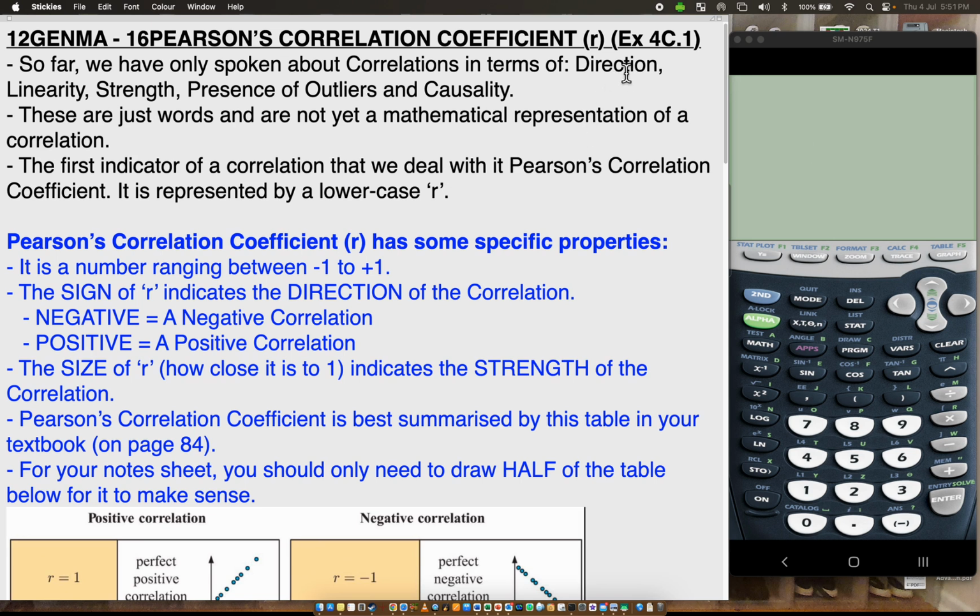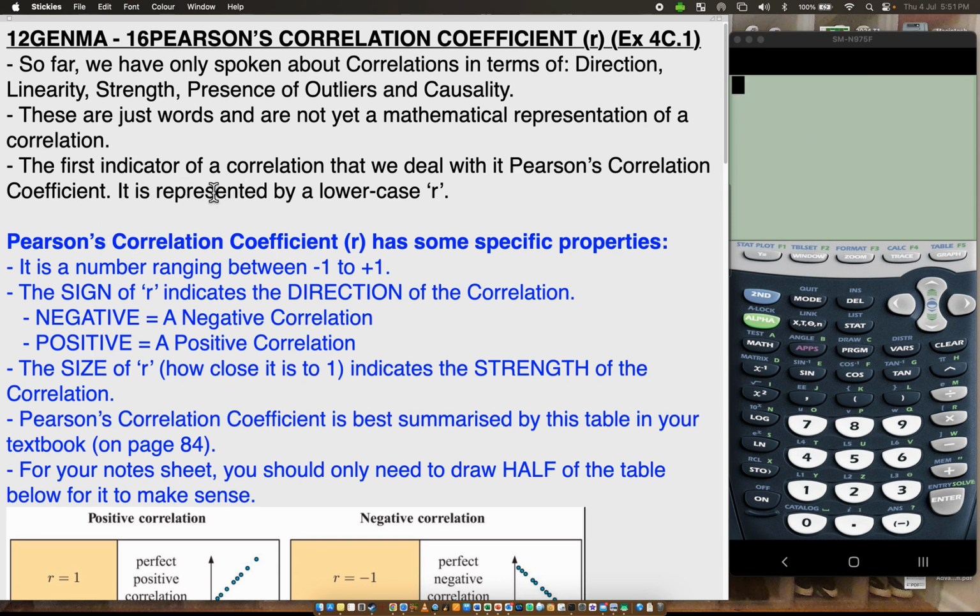We just said the direction was positive or negative. It looked like a line for linearity. Strength was moderate, weak, or strong. Outliers were either there or not, and we used logic to decide whether there was a causal relationship. So, no maths yet. But obviously, this is a math subject, so we need to introduce some maths.